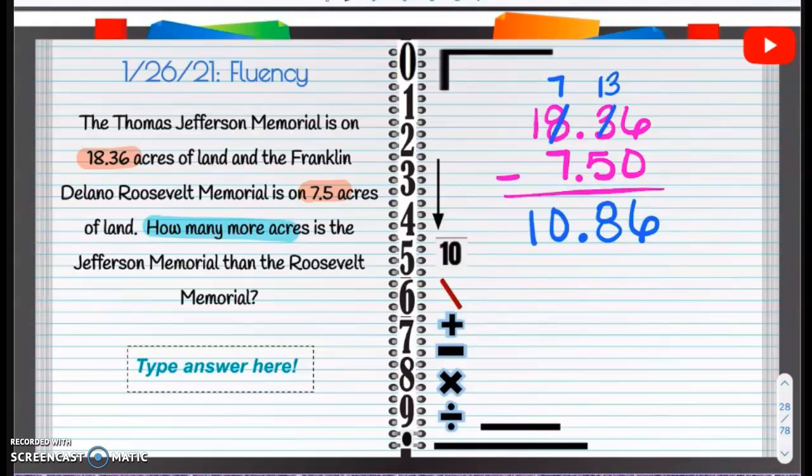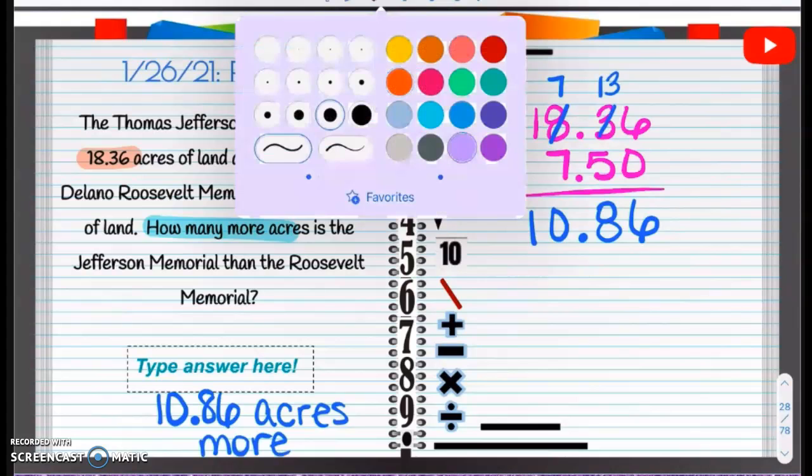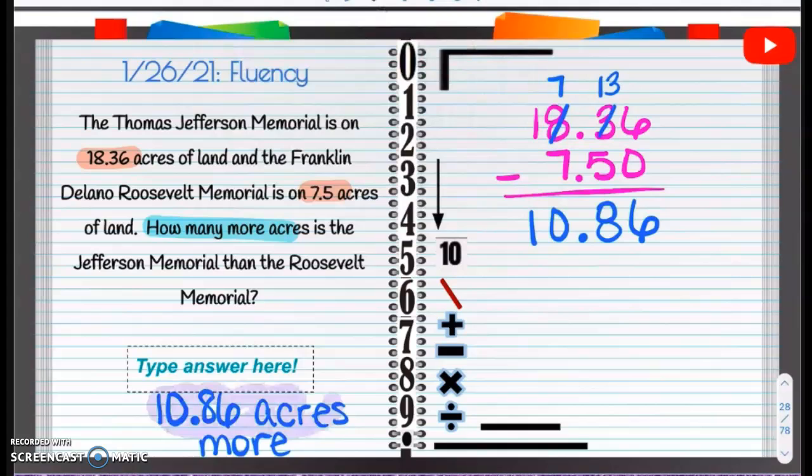So our answer is going to be 10 and 86/100 acres more. And that's just how you measure land in acres. So that is going to be our answer. And that is going to be it for the fluency. Great job.